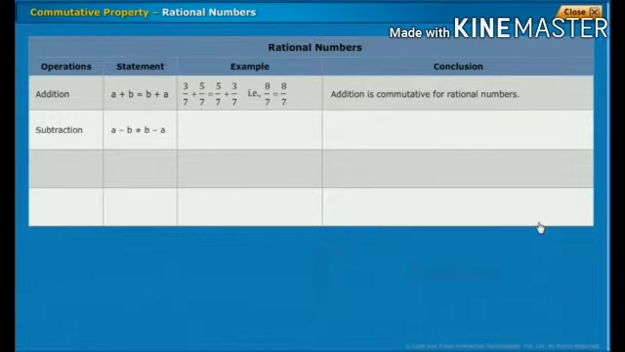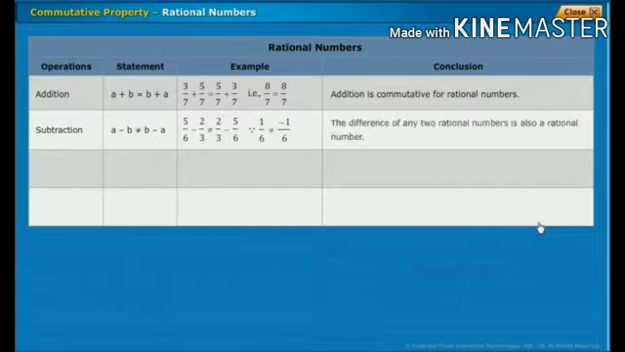And for subtraction, a minus b is not equal to b minus a. Let's see an example. 5 by 6 minus 2 by 3, you will get 1 by 6, but 2 by 3 minus 5 by 6, you will get minus 1 by 6. So LHS is not equal to RHS. The difference of any two rational numbers is also a rational number, but subtraction is not commutative.